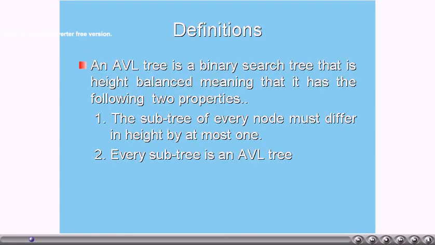In a nutshell, an AVL tree is a binary search tree that is height balanced, meaning that it has the following two properties. The subtree of every node must differ in height by at most 1. And every subtree is an AVL tree.